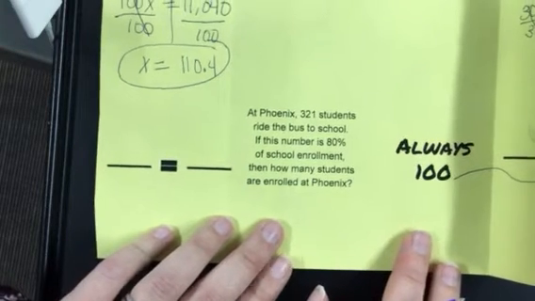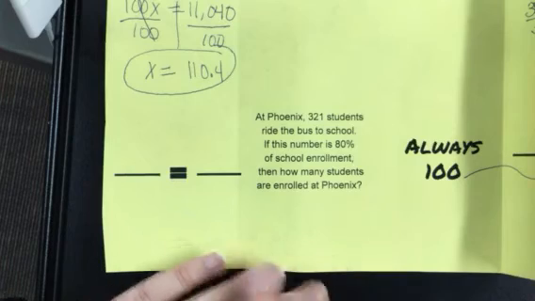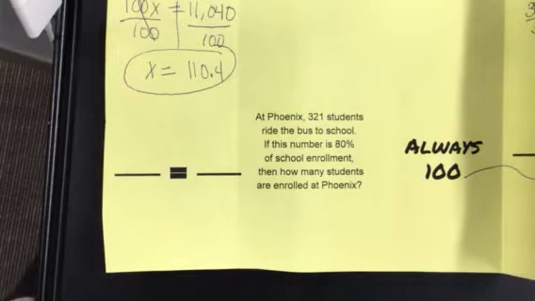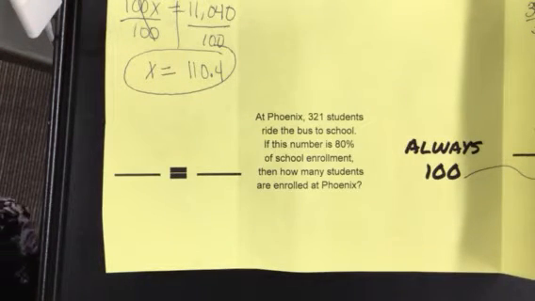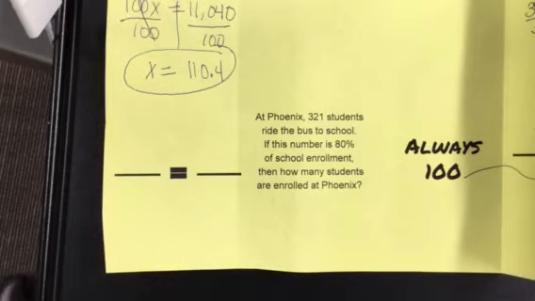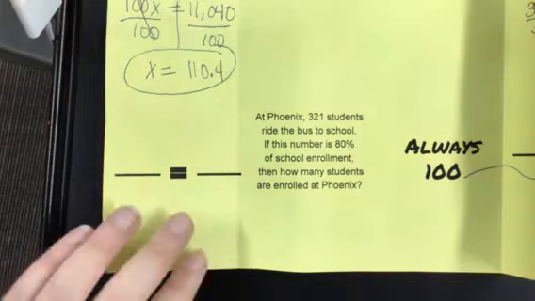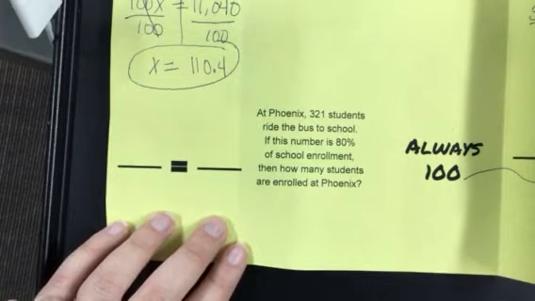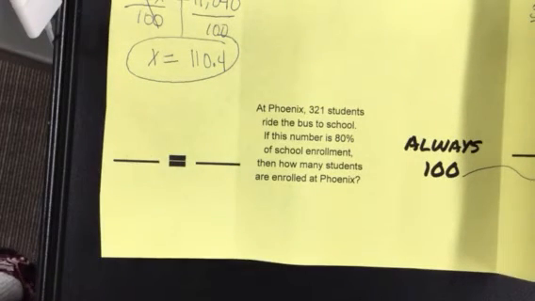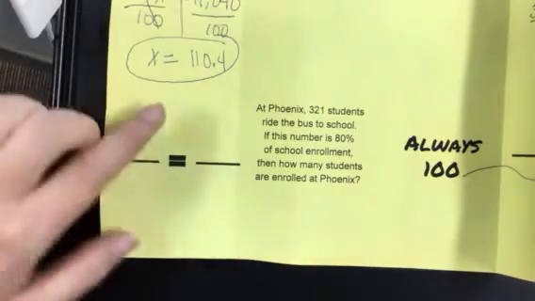At Phoenix, 321 students ride the bus to school. If this number is 80% of school enrolled, then how many students are enrolled at Phoenix? Okay, so again, we've got part over whole, or is over of, equals percent over 100. Somebody give me one number I'm going to fill in and where. Saray, 321. Where is it going to go? On the left. That's okay, you're right on the left.